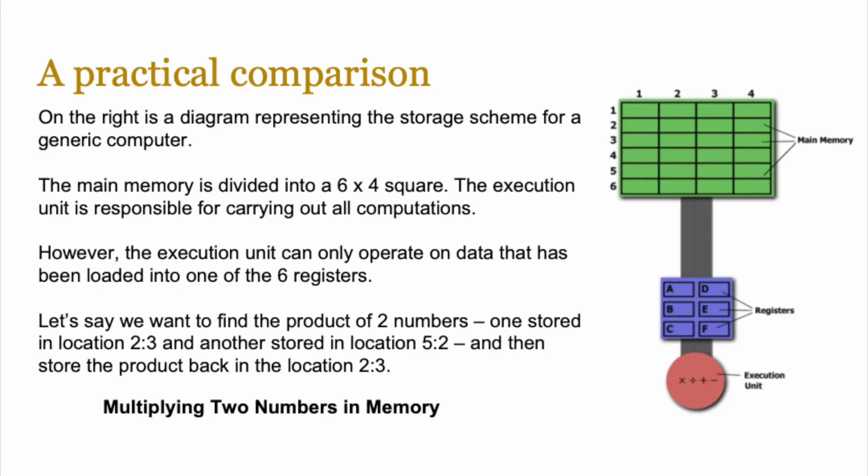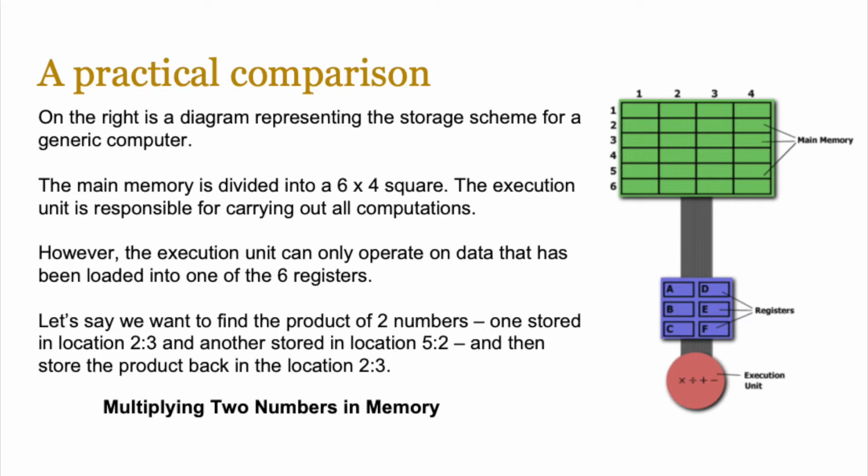Now let's do a practical comparison. Do pause the video and study this. On the right is a diagram representing the storage scheme for a generic computer. The main memory is divided into a grid of 6 by 4. The execution unit is responsible for carrying out all the calculations. However, the execution unit can only operate on data that has been loaded into one of the 6 registers.